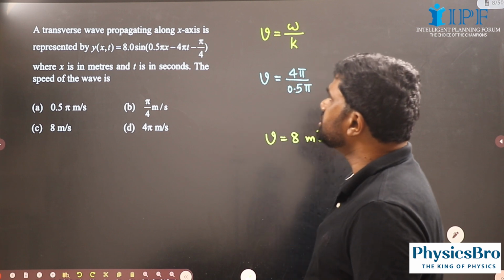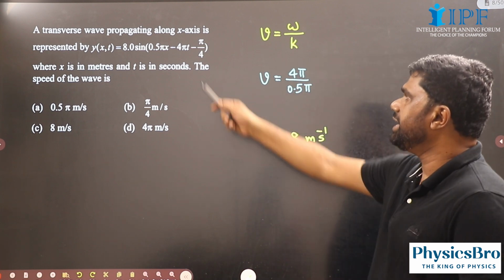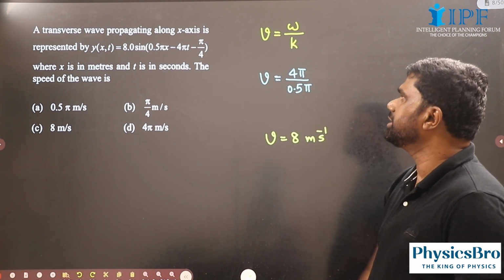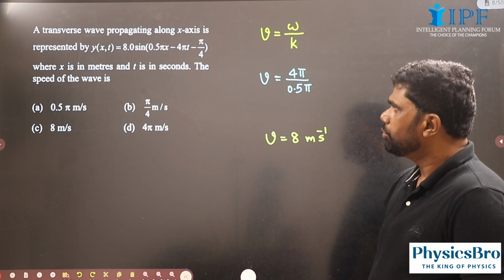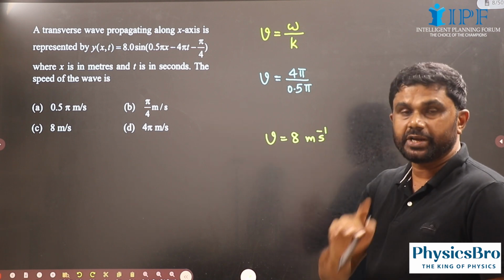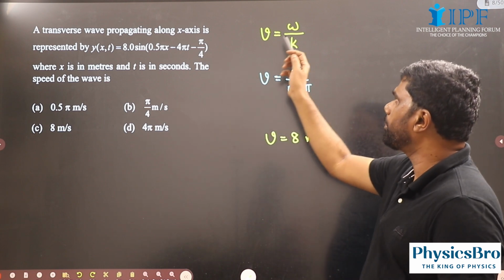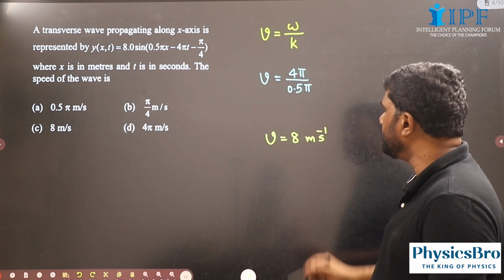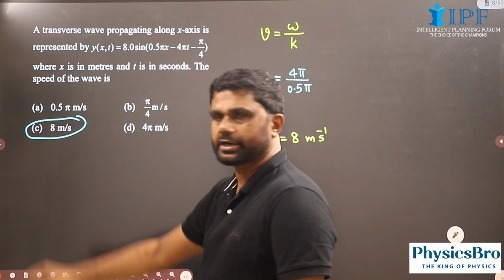A transverse wave propagating along x-axis is represented by, see, 8 is the amplitude and 0.5 pi, that is k, and 4 pi, that is omega. The speed of the wave is actually omega by k. Omega we have 4 pi and k we have 0.5 pi. So it will be 4 by 0.5, that is 8 meter per second. So this must be the correct option.